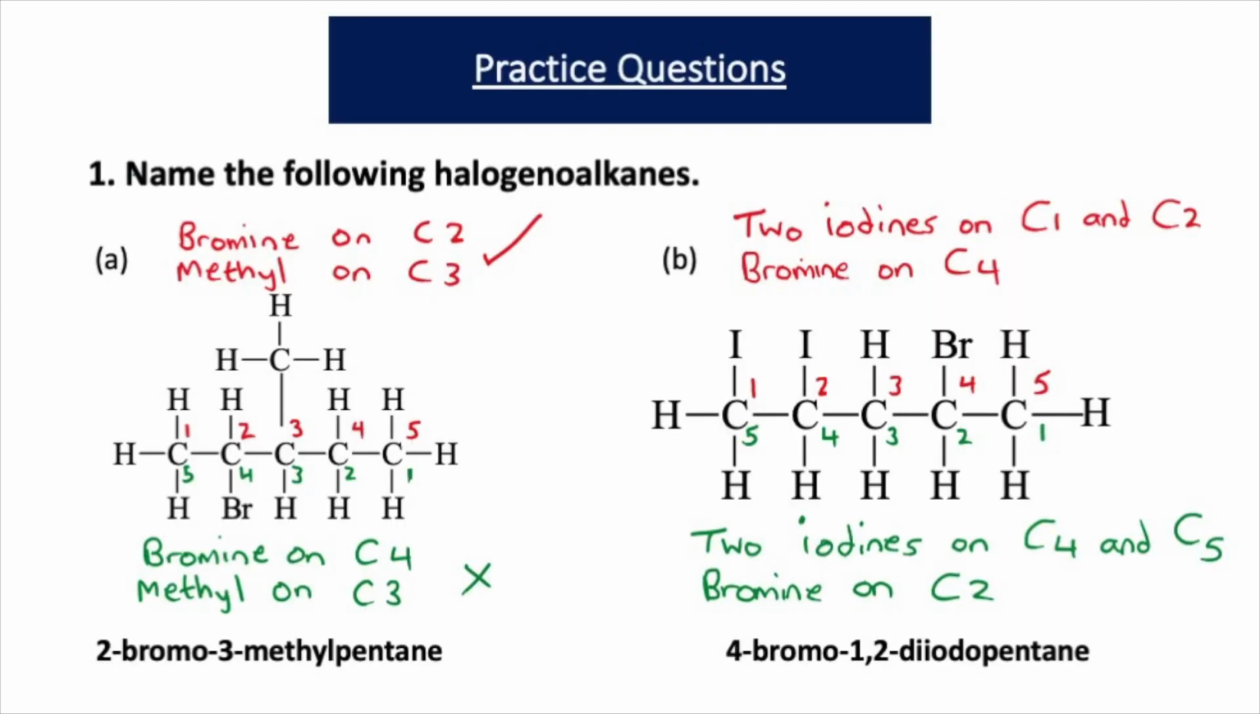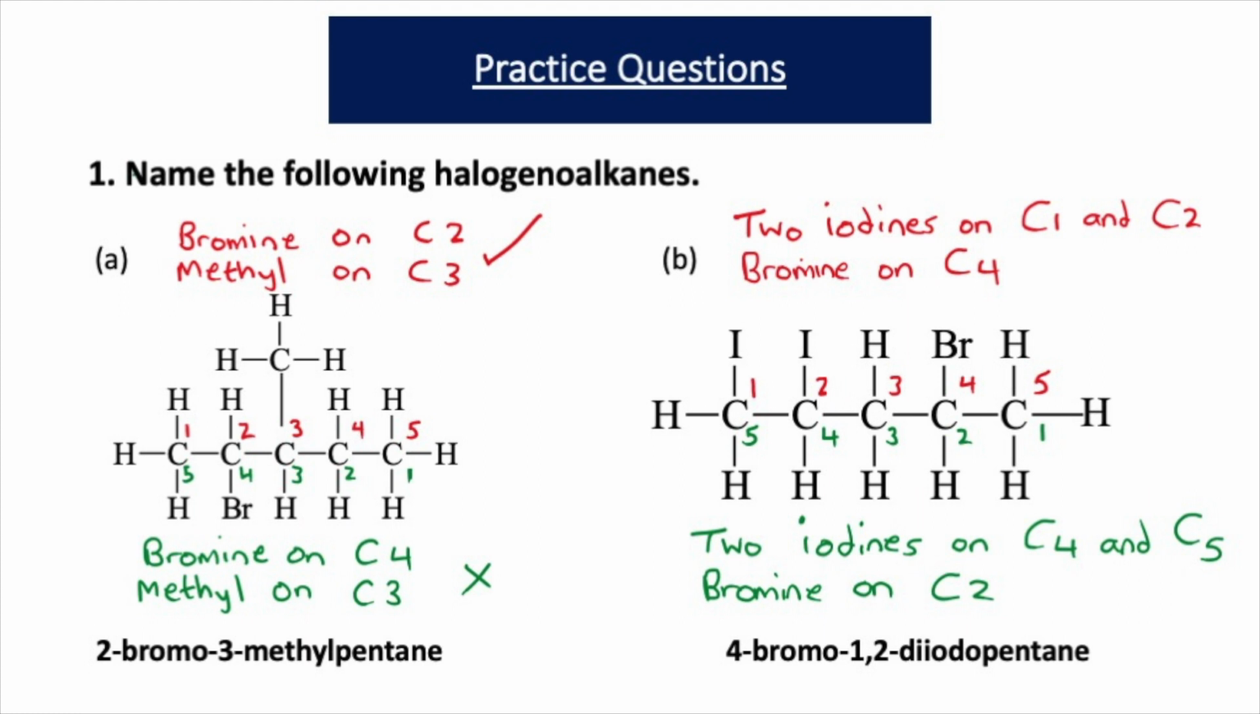So let's have a go at naming compounds A and B. The first thing I have to do with compound A is find the longest chain, the parent chain. There's 5 carbons in the longest chain, so the compound's name is going to end in pentane. After finding the longest carbon chain, I have to number the carbons so that the substituents have the lowest possible numbers.